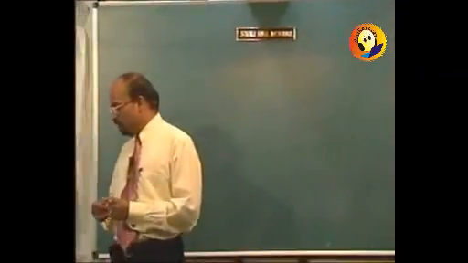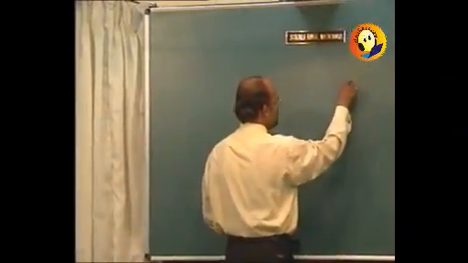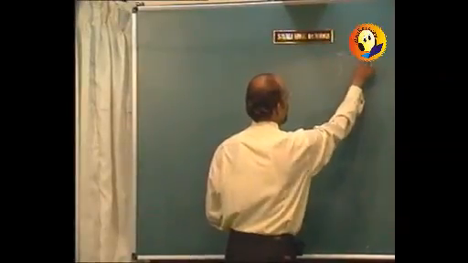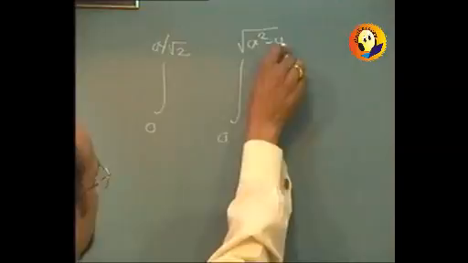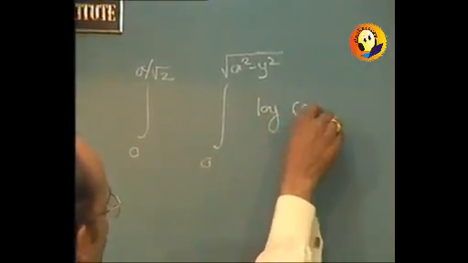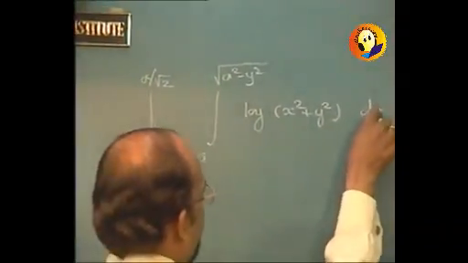The problem which we want to solve is integral 0 to a upon root 2, integral 0 to under root a square minus y square, log of x square plus y square dx dy.